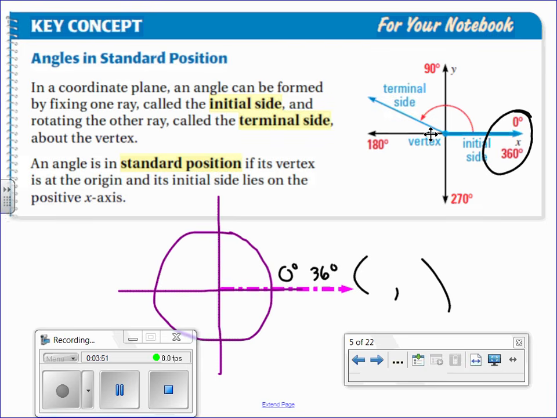Leave the coordinate blank. Go up here to 90 degrees, put 90 degrees in that blank. Go ahead over to here, put 180 degrees in that blank. And then go down to here and put 270 degrees on that blank.